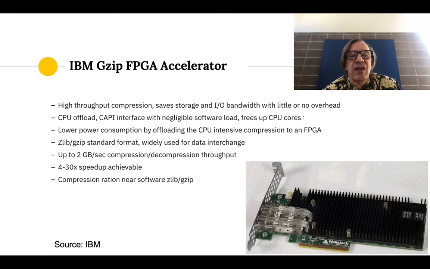It supports the standard Gzip format. And pretty good compression, decompression rate. Remember, this was back in the CAPI 1.0 days. And I'll show you some of the achieved speedups. Generally, on compression, it could go all the way up to 30x, and on decompression, it was more like 4x speedup. And this is relative to a single-threaded CPU implementation.